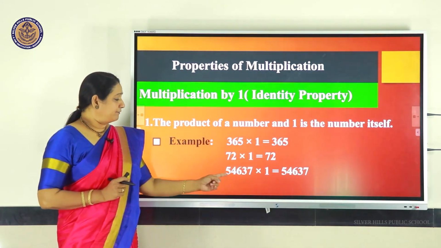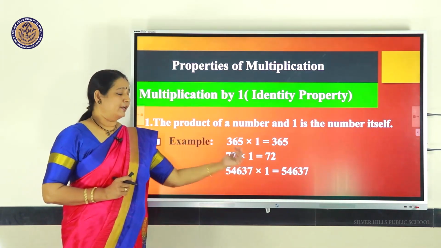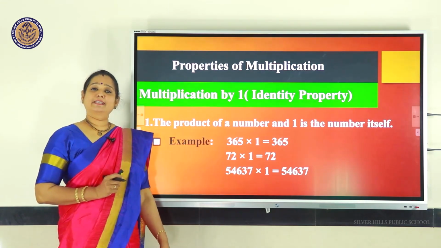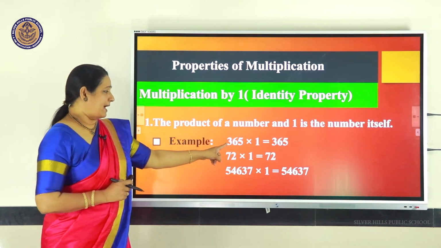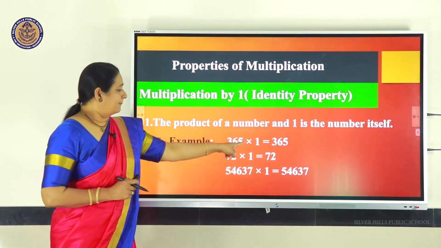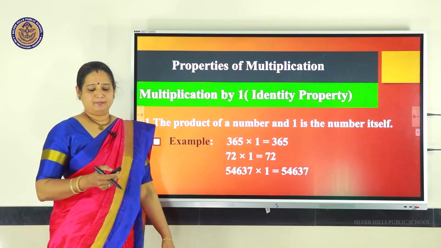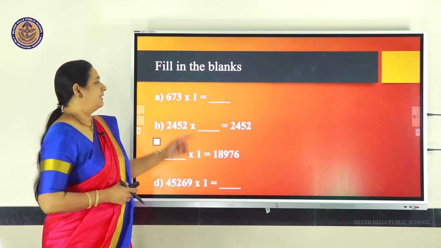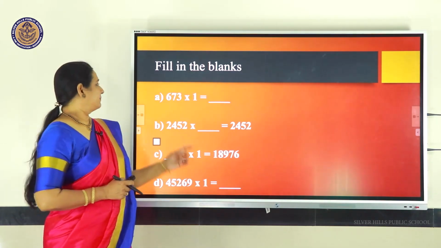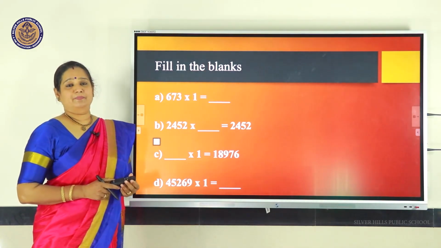When you multiply 54,637 into 1, the product is 54,637. So you will come to know that when you multiply any number by 1, the answer will be the same number. Let's move to the examples. Fill in the blanks. First one, 673 into 1.